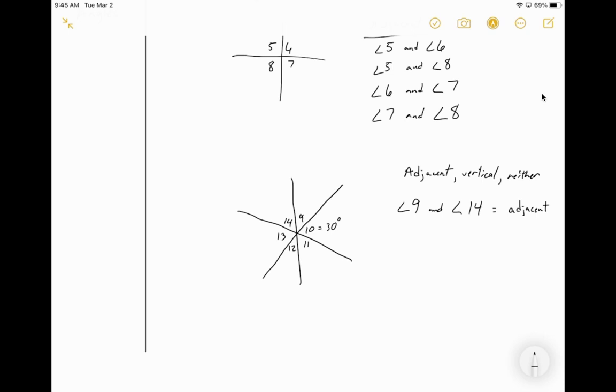Okay, how about this one? Angle 10 and angle 13 are... very good, right? These ones are vertical, VER, vertical. Okay. How about this one? Angle 13 and angle 11.